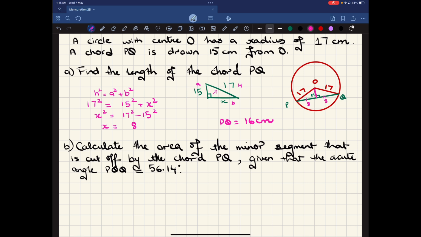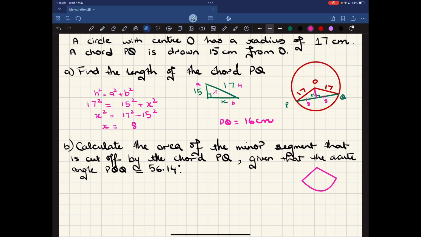Second part, calculate the area of the minor segment that is cut off by the chord PQ. So cut off by the chord, this is PQ, and this is the area that they're asking us to find. Given that the acute angle POQ, why are they saying acute? Because POQ can also be this angle, right? So this small one is going to be the acute angle. So they're saying that POQ is 56.15.